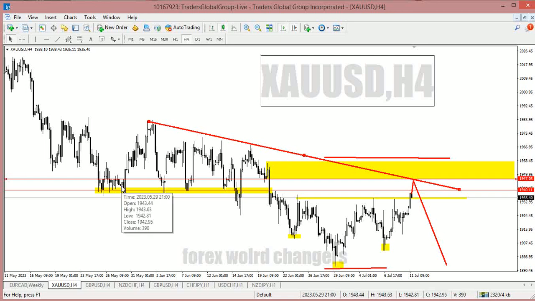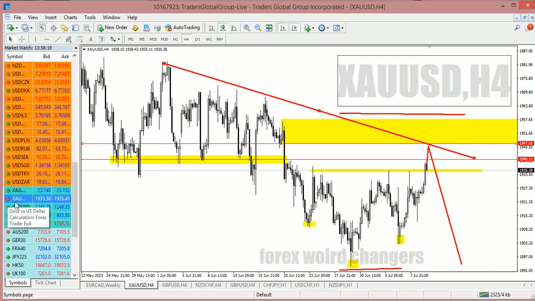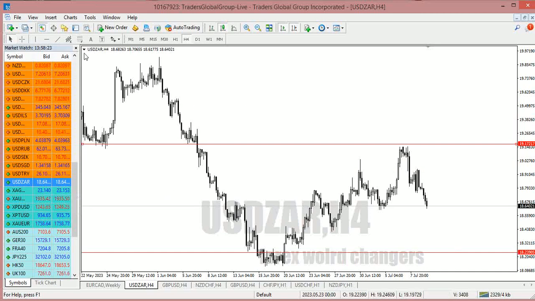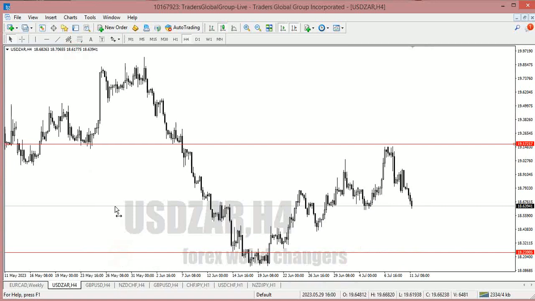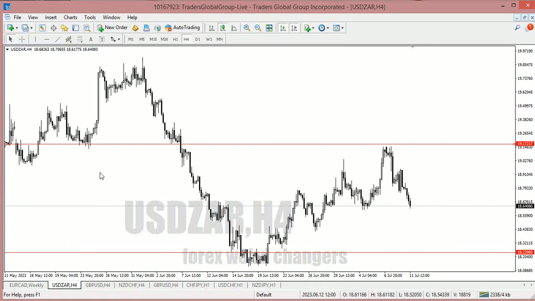So let's go and check some other trade. Let's go for the USD ZAR. So USD ZAR, we've missed this trade, guys. We missed this trade. This trade was very dope. So this was the USD ZAR setup. It was a nice FTR.